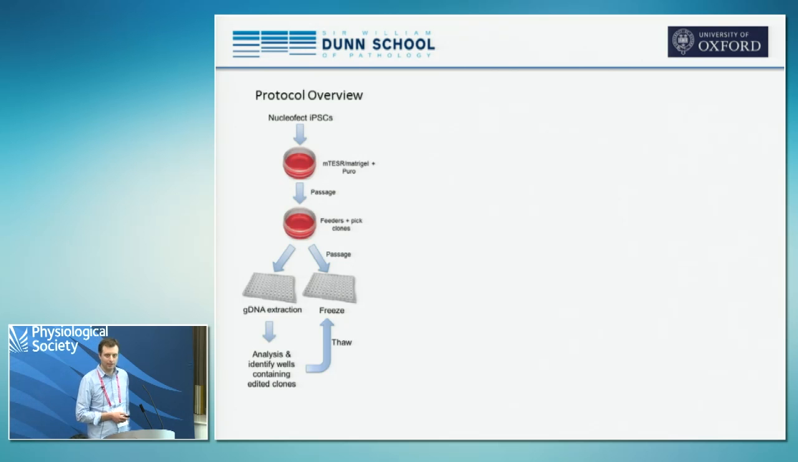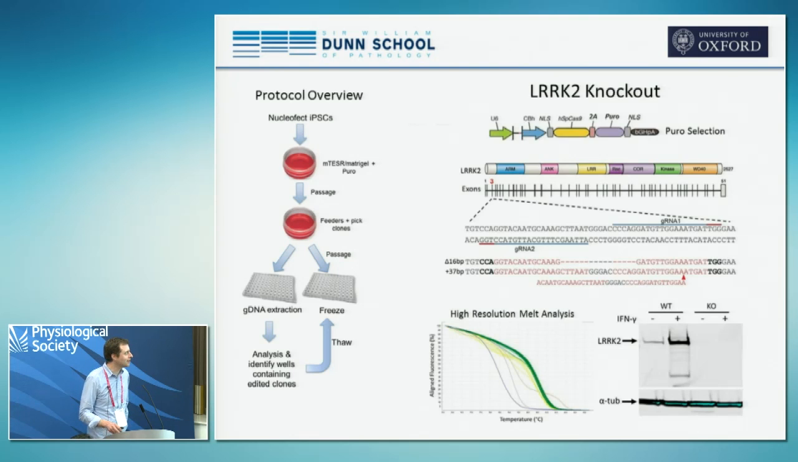So this is just an overview of a protocol which we developed over a few years for editing iPS cells. We begin by nucleofecting our iPS cells with our CRISPR-Cas9 constructs or donor construct, whatever it might be. And then we plate them down onto Matrigel in mTeSR medium. And then we carry out a very transient puromycin selection. And this is because we've been mostly using plasmids for our gene editing work.